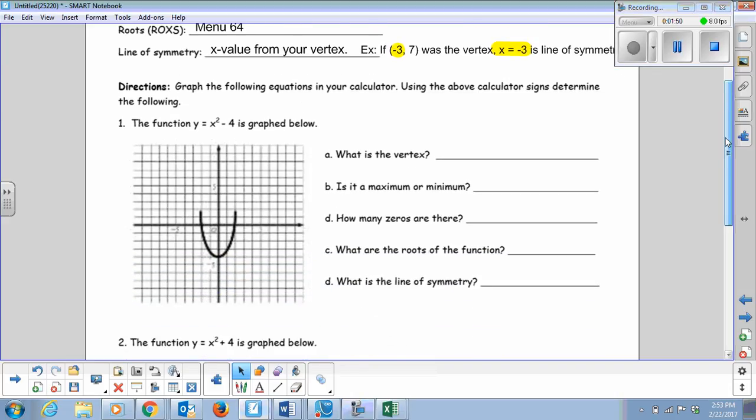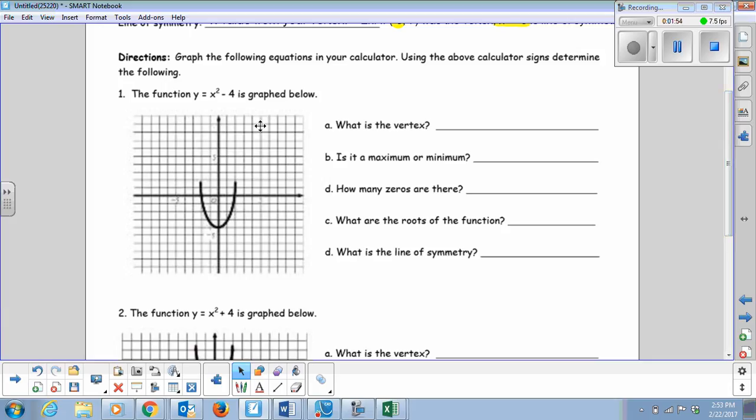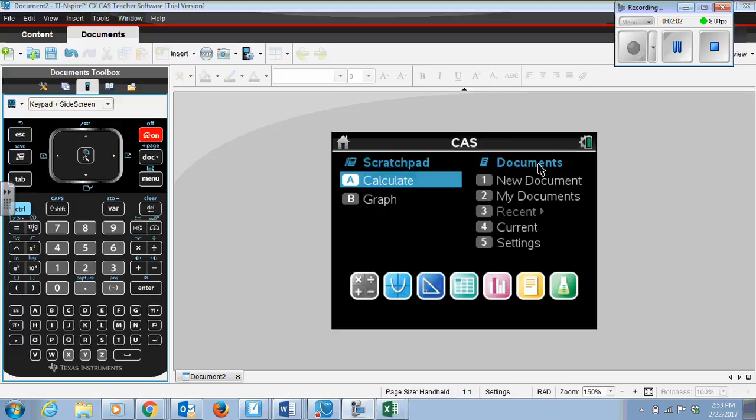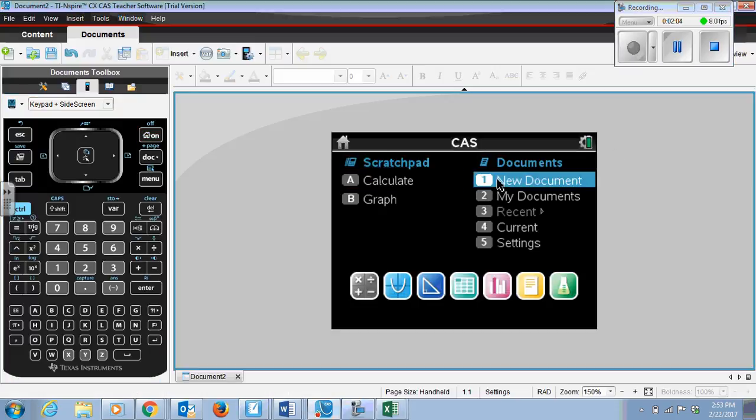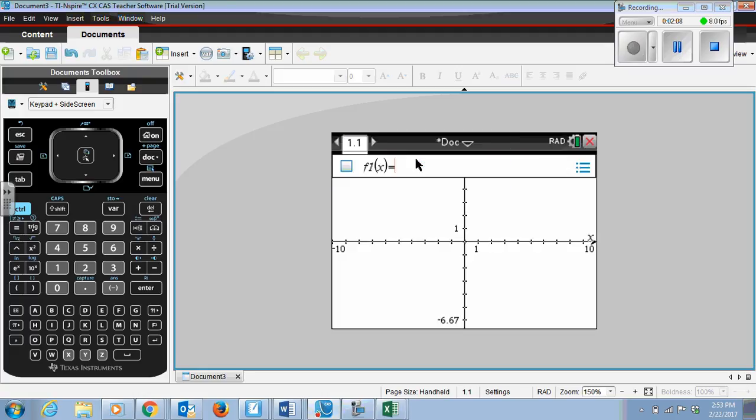So actually going through and doing all of these, we're going to start with number 1, and notice that they give you the equation already. So we're going to go ahead and graph x squared minus 4. So again, I'm going to click New Document. No, I don't want to save anything. 2, I want the graphs. And now I'm good to go.